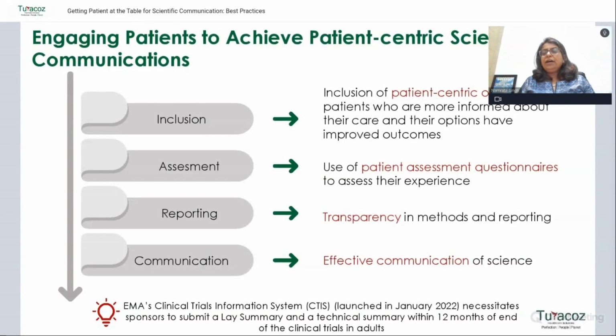Now, inclusion is that we are including the patient-centric outcomes. This is where we talk about the patient-reported outcomes, or maybe the experiences they have, the insights, what they are conveying. That has to be included in the whole planning. Second is assessment. We have to assess the patients, maybe by conducting surveys or questionnaires to assess their experience, to take their feedback on various aspects of the treatment and the care that has been given to them.